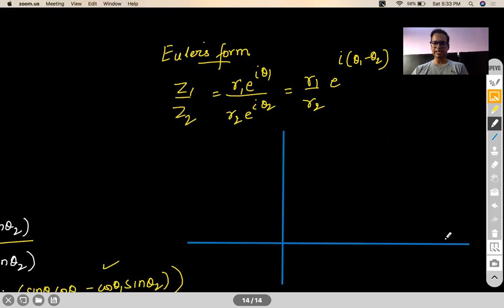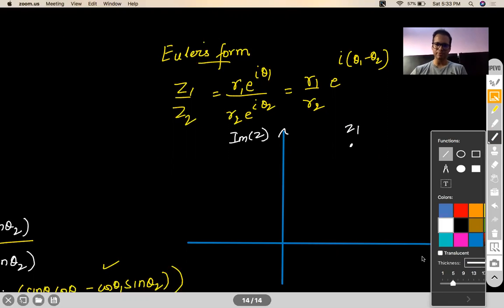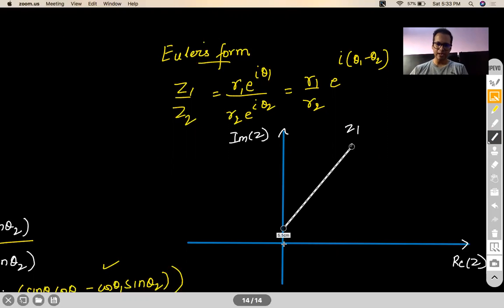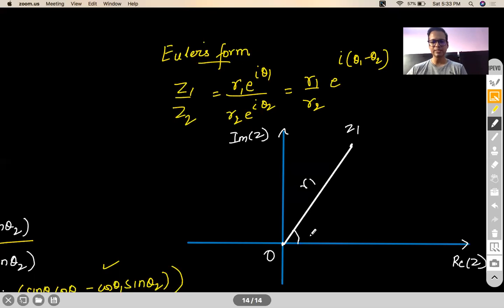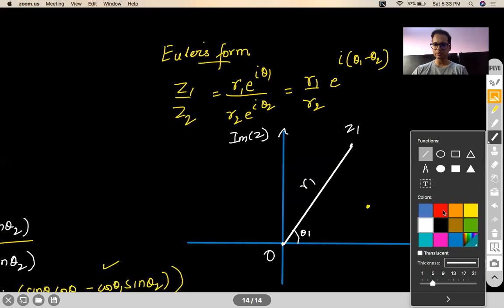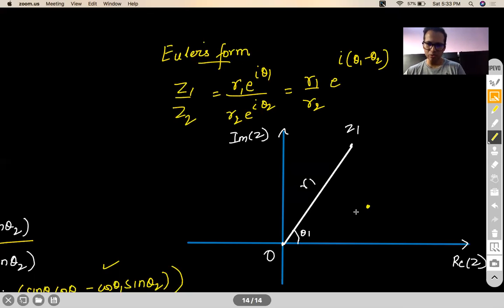So let's say this is my real Z axis. This is my imaginary Z axis. So let's say Z1 is located over here, let's say at a distance of R1 from the origin, or you can say the pole. Okay. And let's say this angle is theta 1. And Z2 is located somewhere over here at a distance of R2 from the origin and at an angle of theta 2. So now where is Z1 by Z2 located? How do we figure it out?